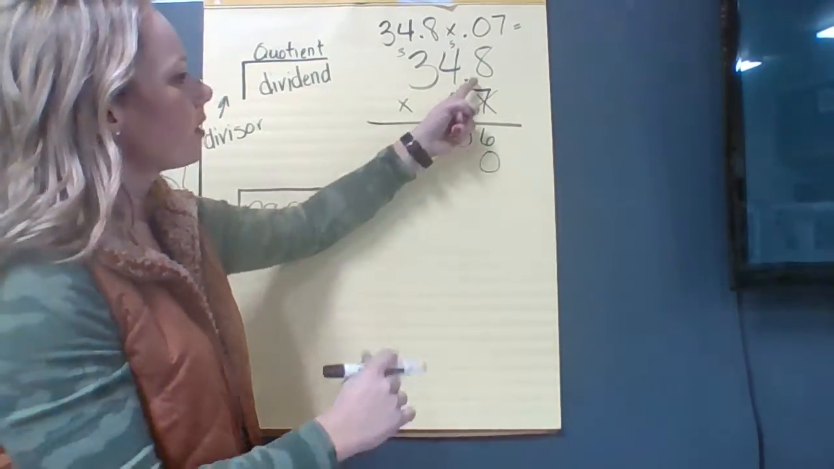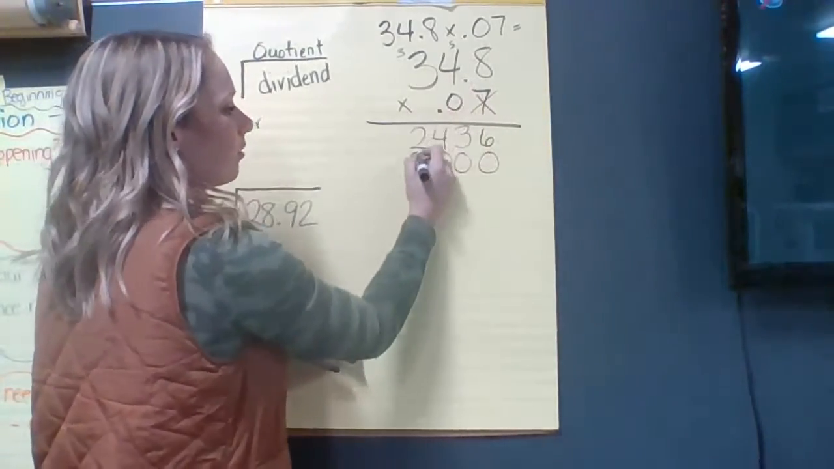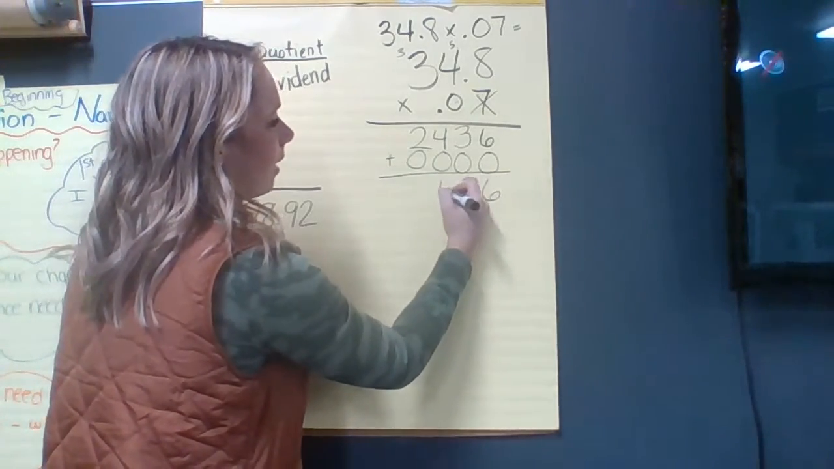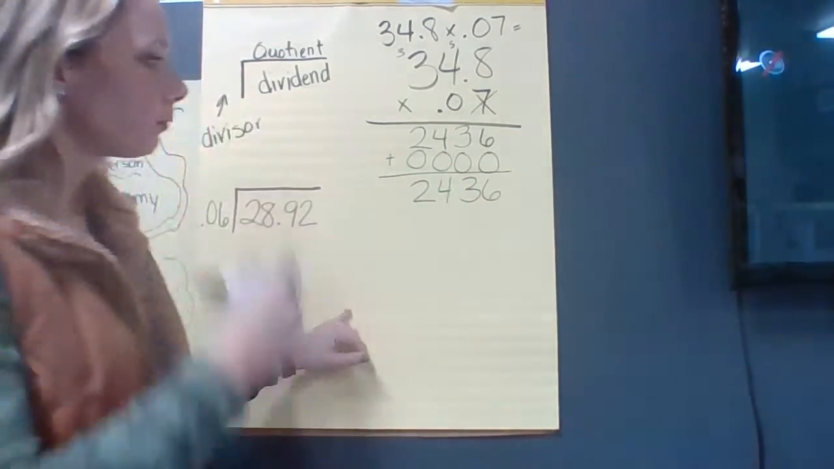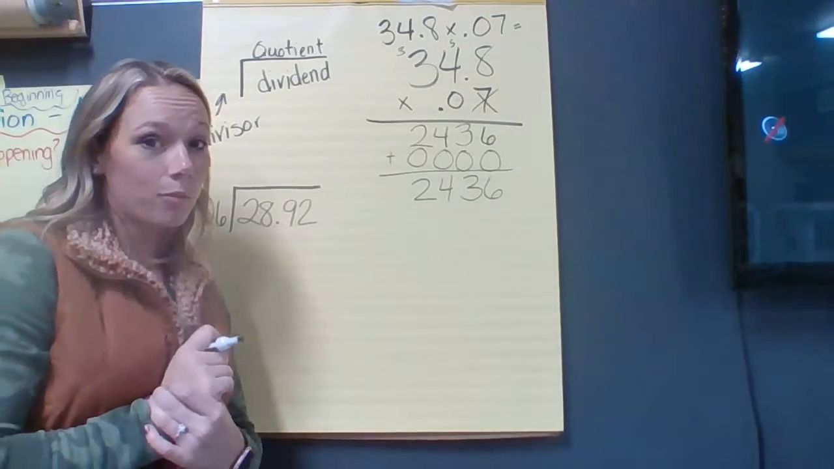Here I can go 0 times 8 is 0. 0 times 4 is 0. 0 times 3 is 0. And we all know how to add, especially when we're adding from 0. This is where it gets tricky. Okay, this is on your test, so pay attention.